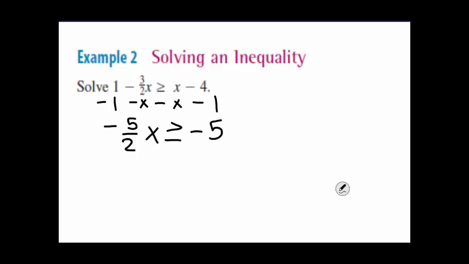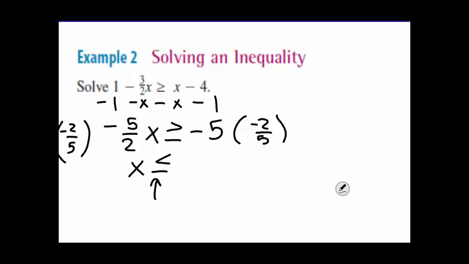So that now we can multiply by the reciprocal. So we'd have to multiply both sides by negative 2/5. And remember, now we're going to put x less than or equal to, because we multiplied by a negative.